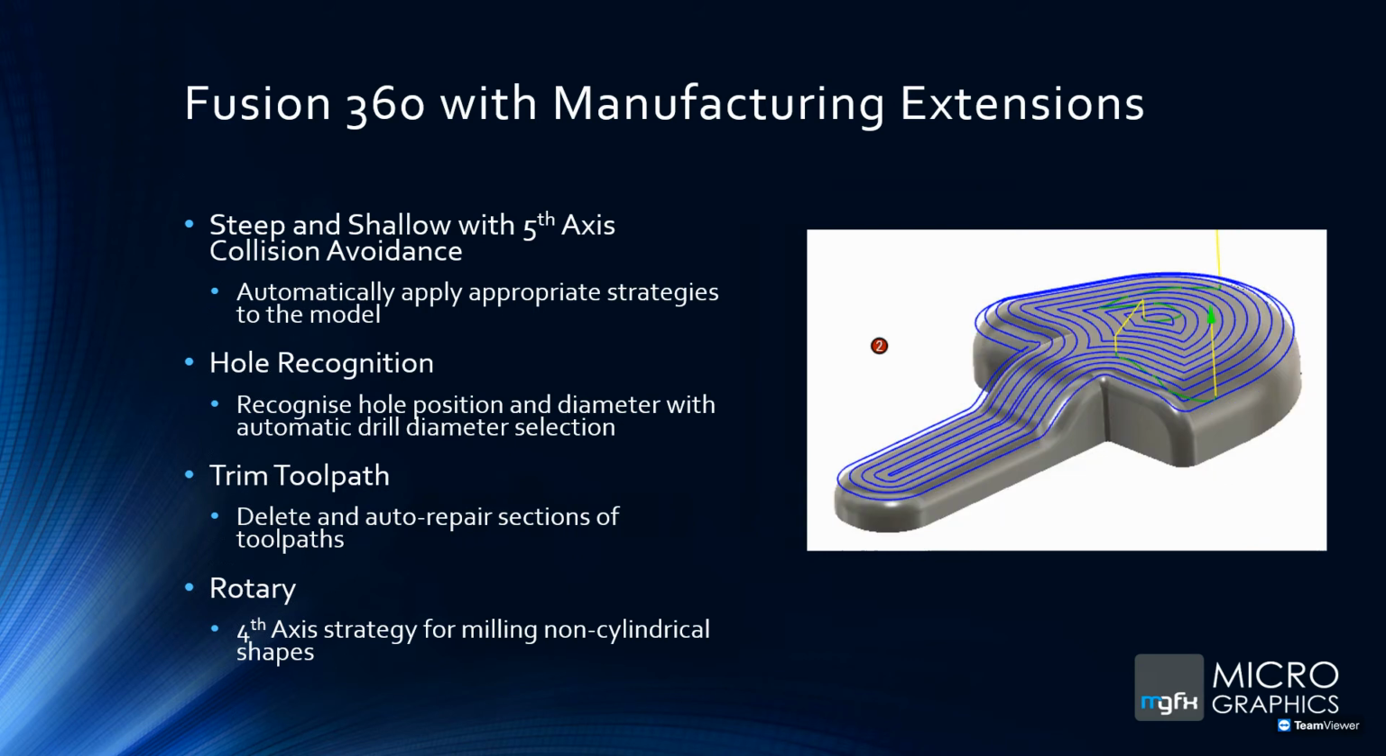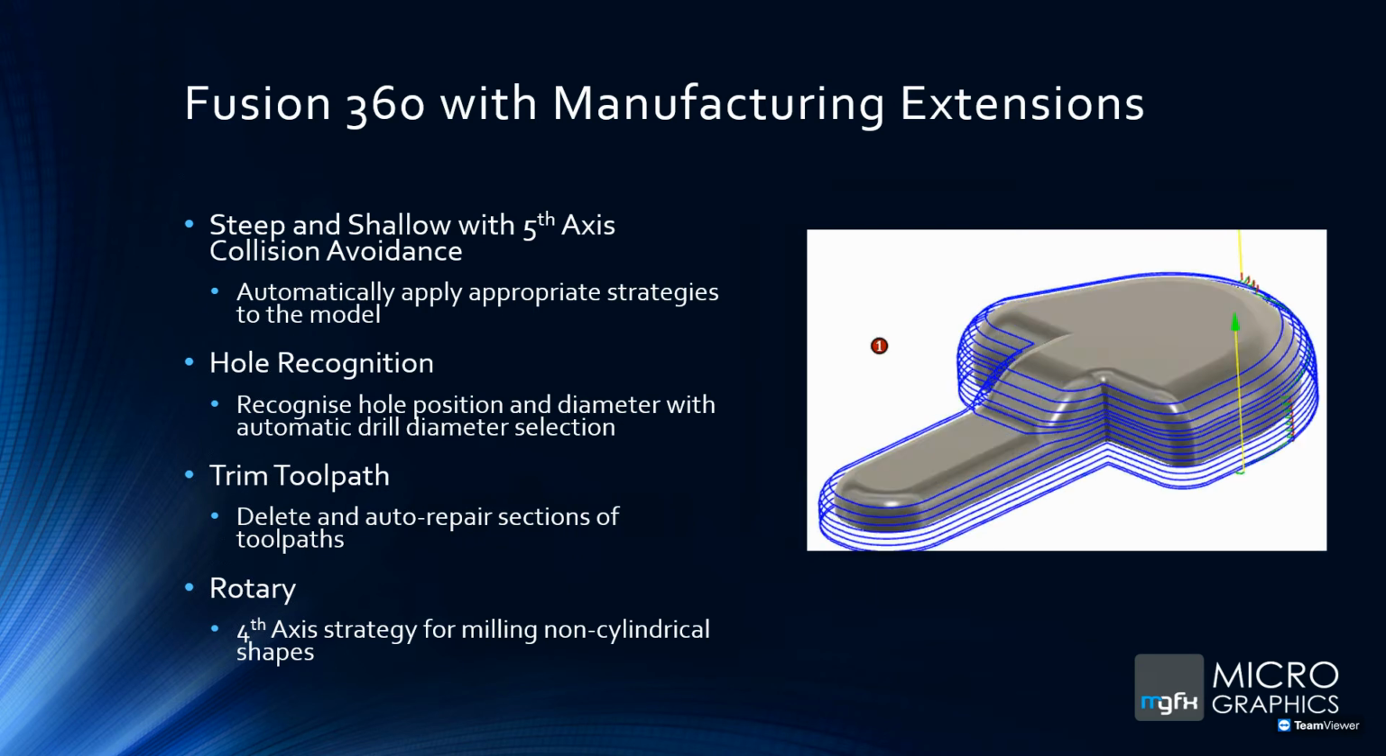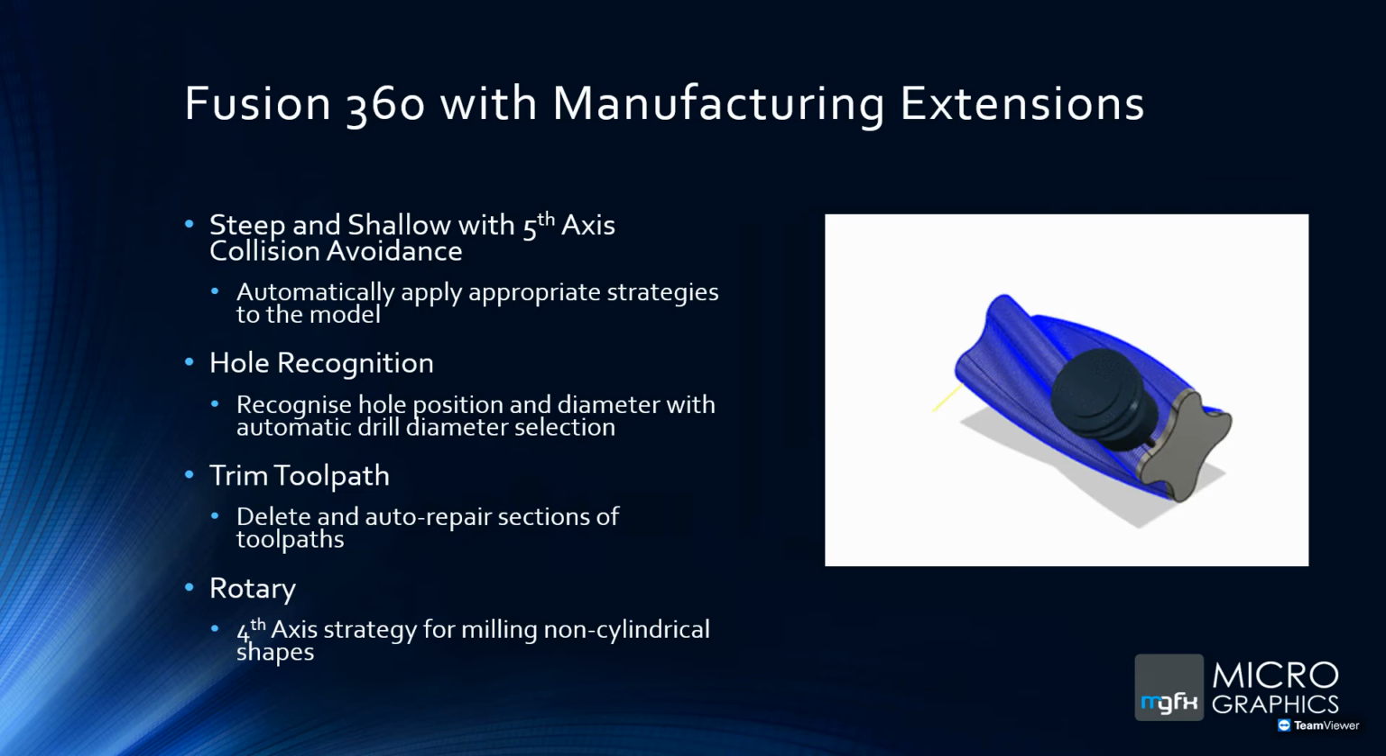And the last one for this slide is the Rotary Strategy. Now, Rotary is different to the wrap toolpath because the Rotary Strategy is for milling non-cylindrical shapes. So it allows you to use your fourth axis and machine non-cylindrical shapes with also more control over the toolpath for things like the direction.